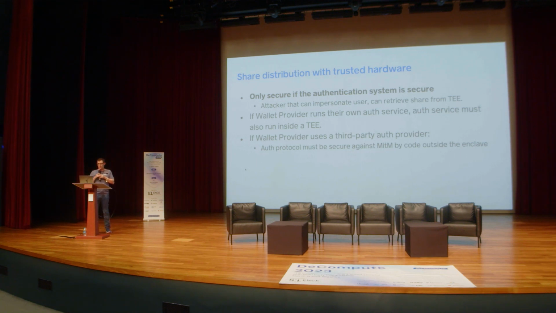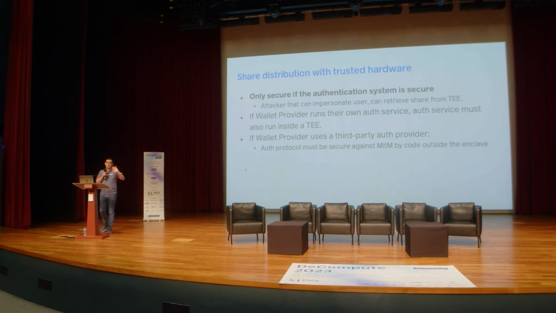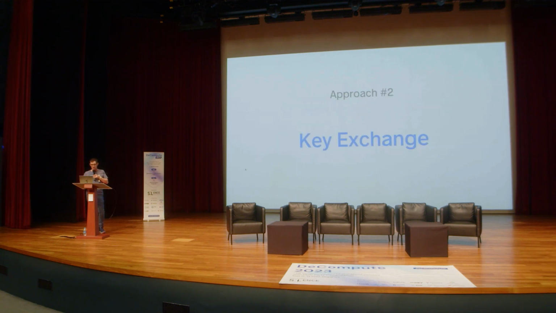A second problem is that the wallet provider might use a third-party auth provider, something like Auth0 or Okta. This also requires quite a lot of care, because you need to make sure that the auth protocol is secure against the part of the wallet provider that is not running inside the enclave. So you need to make sure you terminate the authentication TLS inside the enclave, and it's also kind of tricky to get right. And obviously, there are all the cases you need to consider of what happens if the actual auth provider gets compromised. So that's one direction you can take to solve this problem.